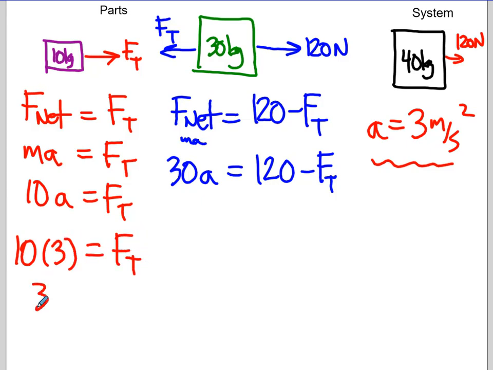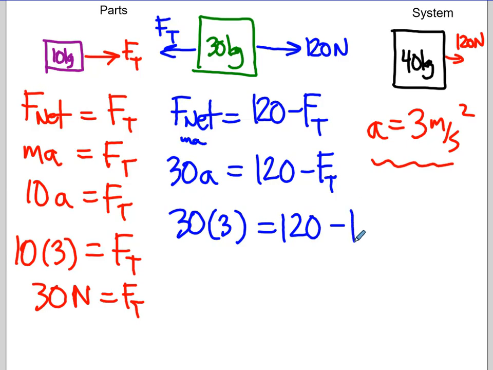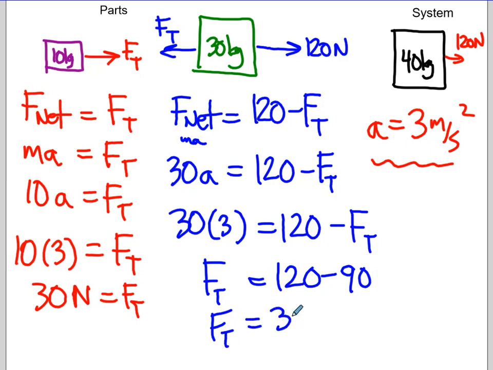And what we'd find is there is a tension force of 30 newtons. Okay, now if I go back to the 30 kilogram box, if I put a 3 in for that A value, and I solve for the missing FT, you probably won't be surprised to see, and I'm going to rewrite FT on this side and go 120 minus 90, and no surprise there, because it has to be the same tension force because it's shared between the two. I got 30 newtons for both.